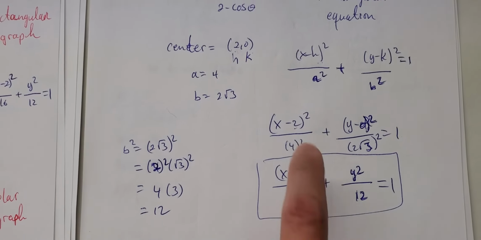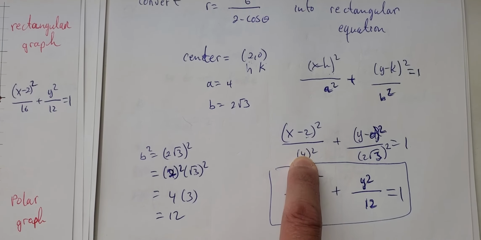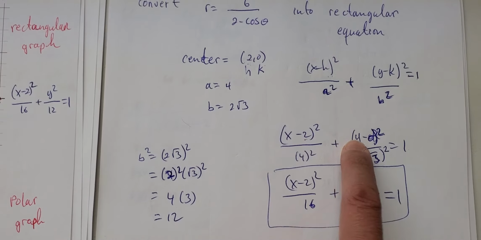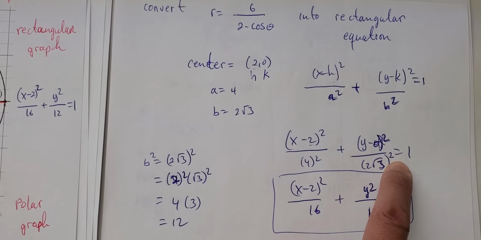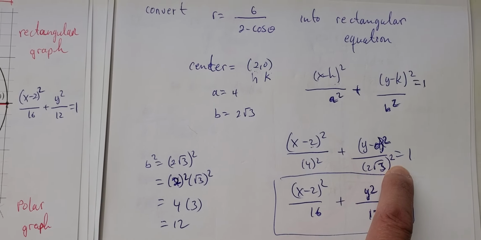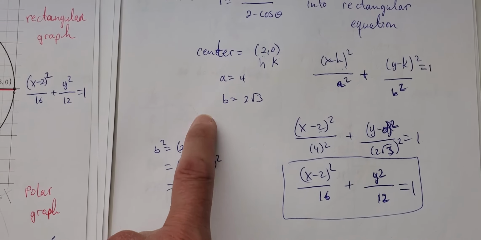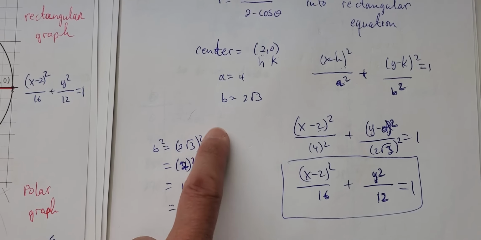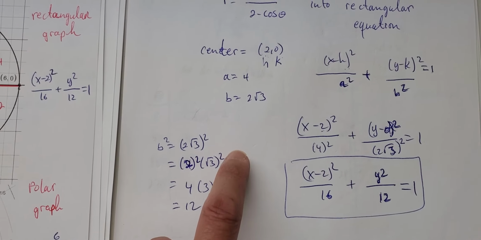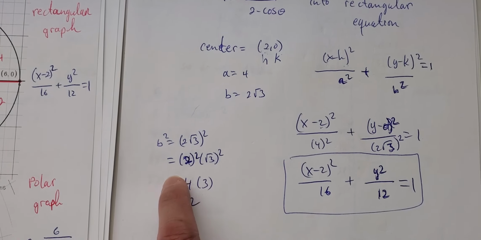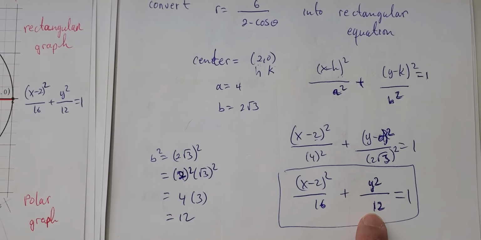So just basic math here. x minus 2 squared, there's nothing to do, leave that alone. 4 squared is 16. Now y minus 0 is just y, so y squared. Now 2 square root 3 to the second power. Just basic algebra: square the 2 and square the square root 3. 2 squared gives me 4. Square root and square cancel, so I just have 3. 4 times 3 is 12. So there's my a squared, there's my b squared.